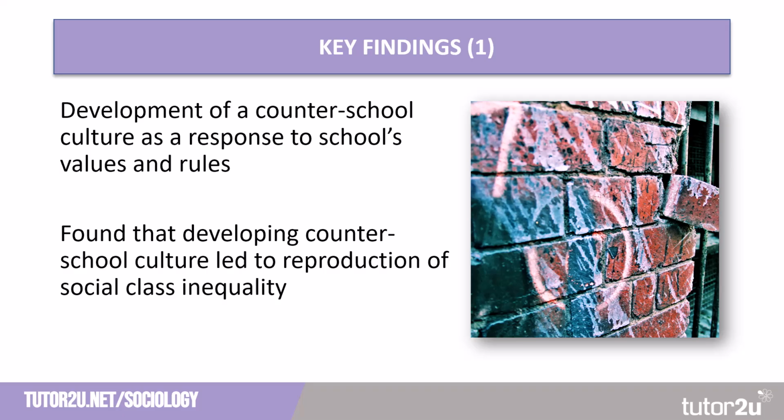Although the lads resisted school authority, Willis found that their behaviour actually ended up reproducing class inequality. By rejecting education and embracing a counter-school culture, they limited their own future opportunities. They were more likely to end up in low-paying manual jobs, just like their parents. This showed how even acts of resistance could inadvertently support the existing social order.